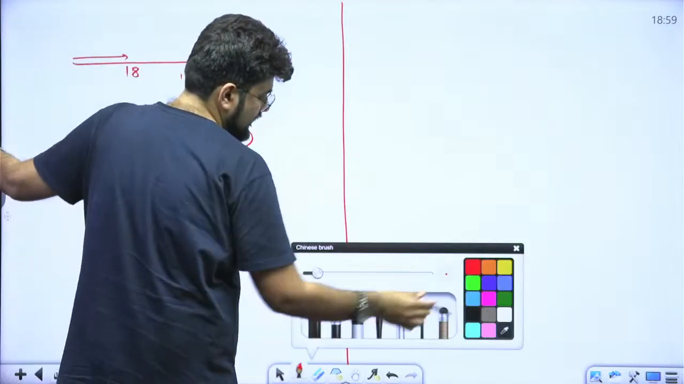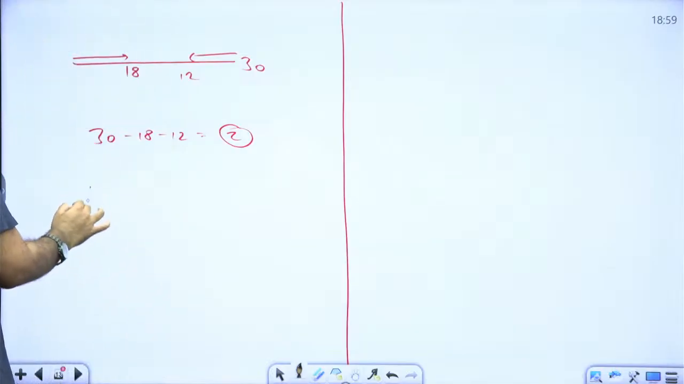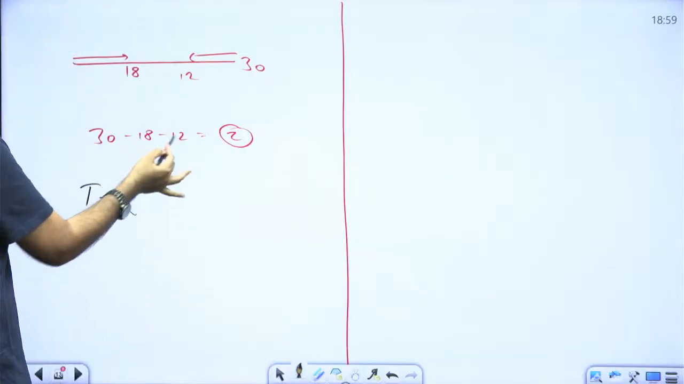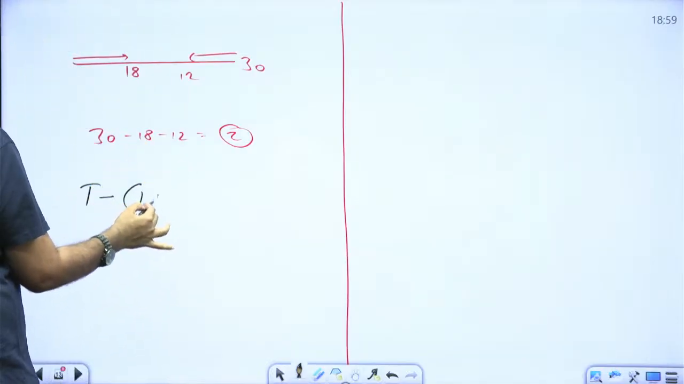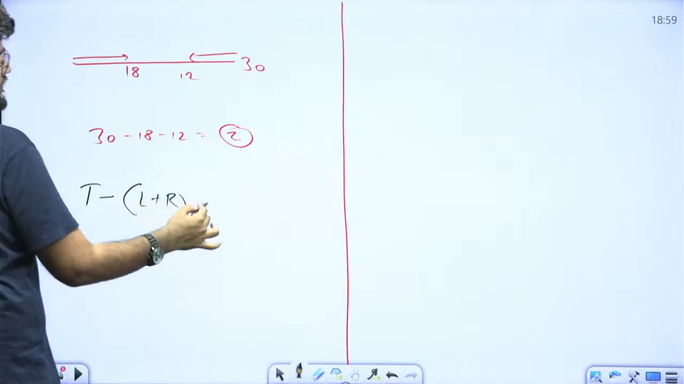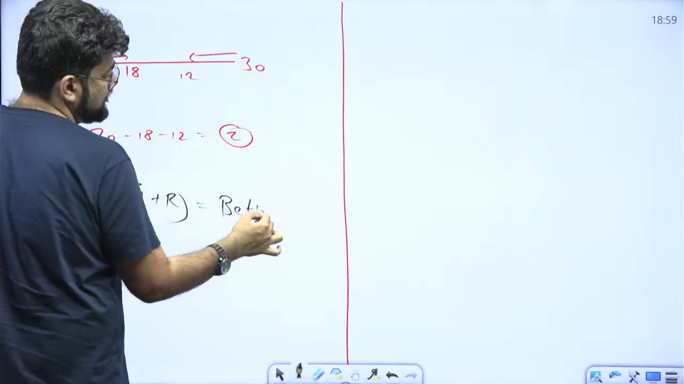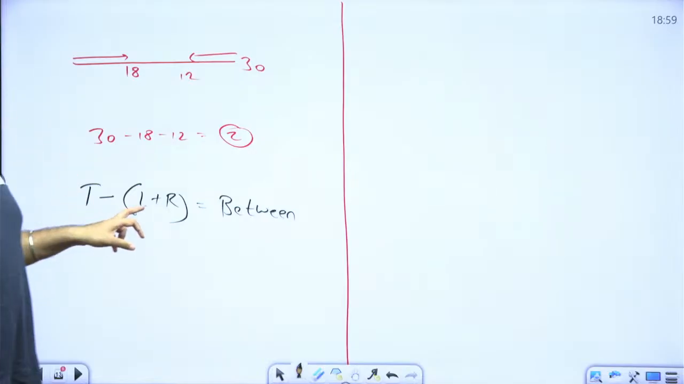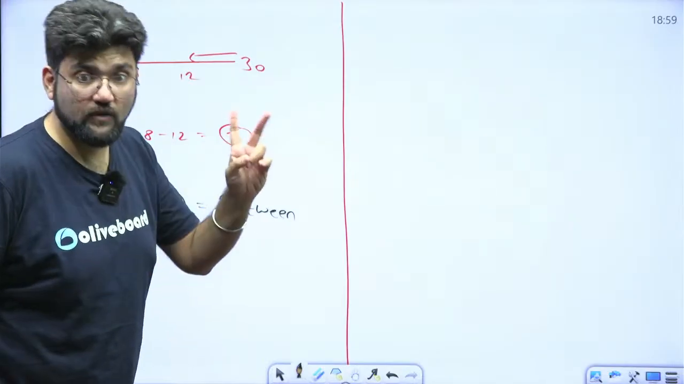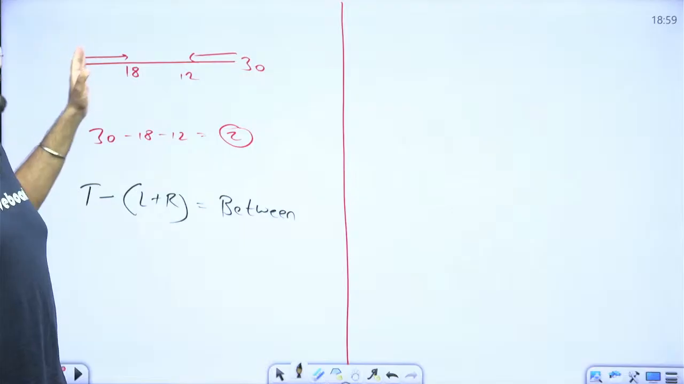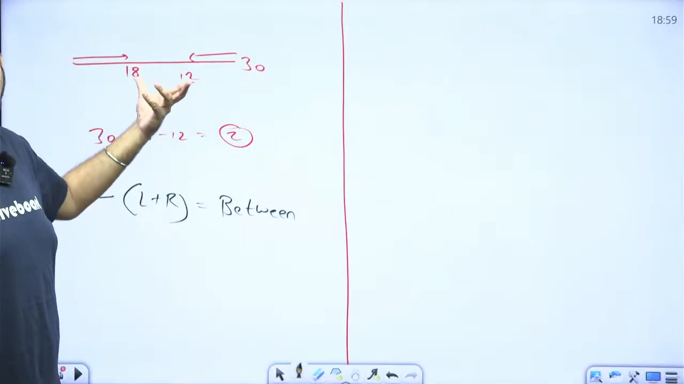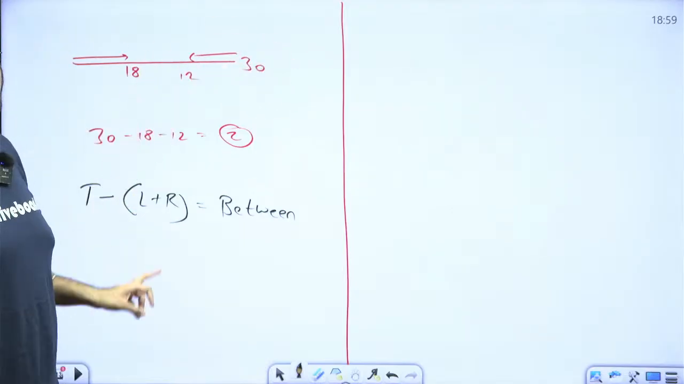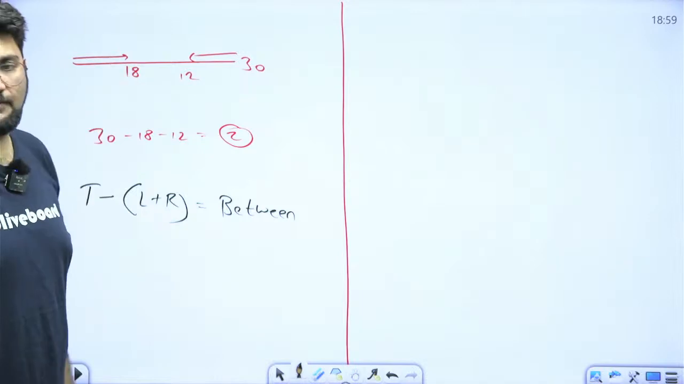So what is the short trick here? The short trick is total minus, and rather than subtracting twice, I have taken the minus common: left plus right. So how many people are between them? Just take the total, and this time L and R are the left and right ranks of two different people. So ranks from the left, ranks from the right, add them, subtract from the total, and you will get your answer of how many people are between.